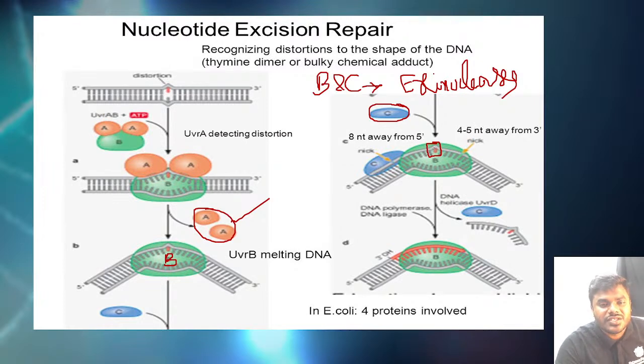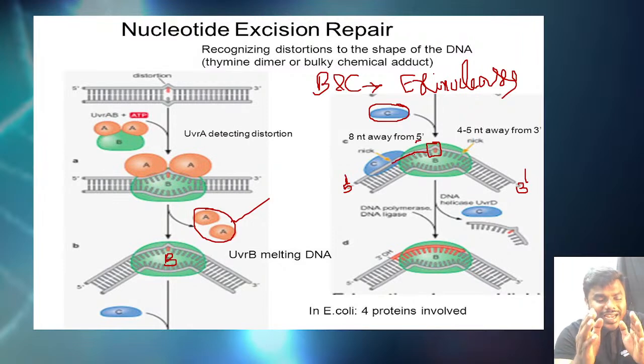From the damaged site, all the students listen to me friends. From the damaged site, 8 nucleotides away in the 5' direction. Friends, look into this. This is 5' direction, 3' direction. You count from here 1, 2, 3, 4, 5, 6, 7, 8. So 8 nucleotides from the damaged site towards the 5' direction can be cleaved by the UVRC. Now 8 nucleotides came out.